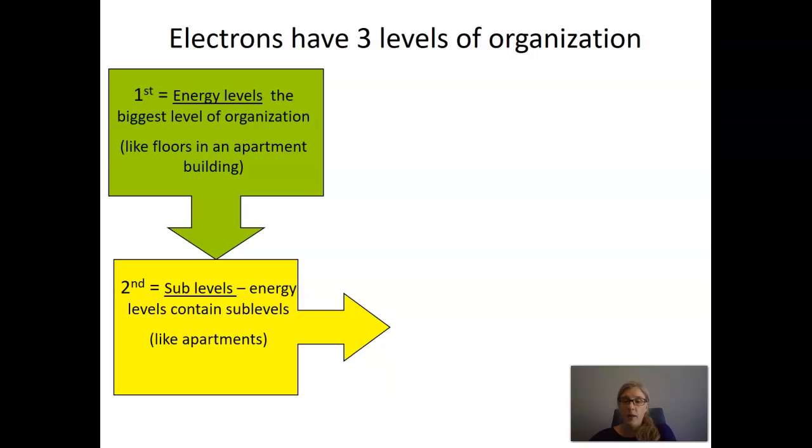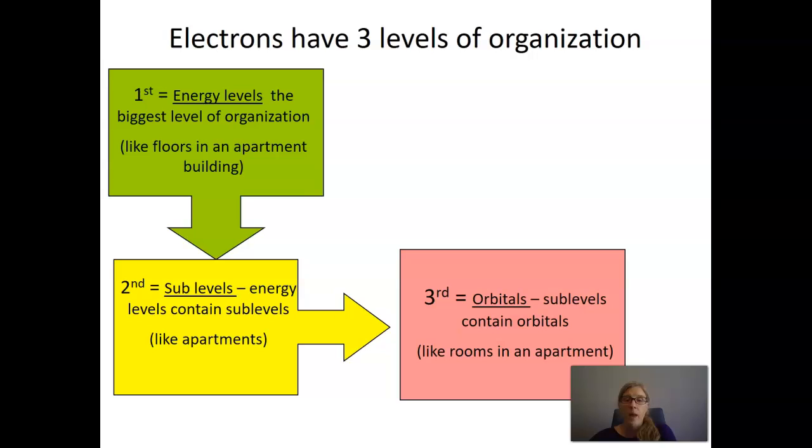Then the next level of organization is the sublevel. The energy levels are broken down into sublevels, and you can think of those like the apartments. And then thirdly, we have the orbital level of organization, and those would be like the rooms inside the apartments.